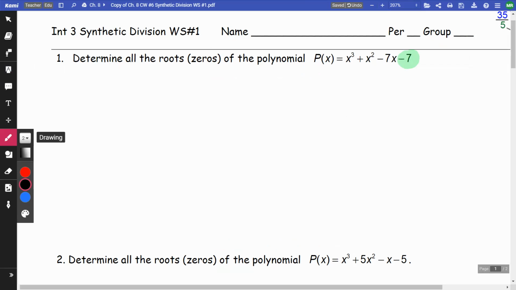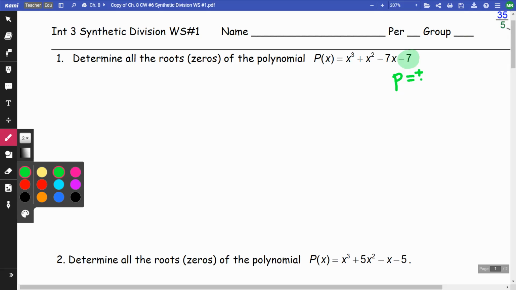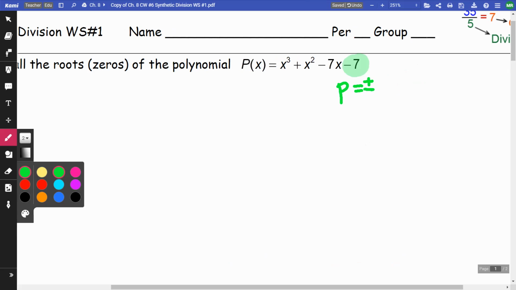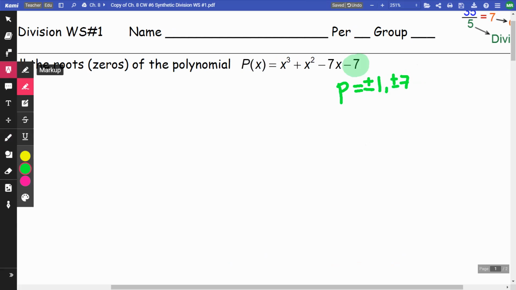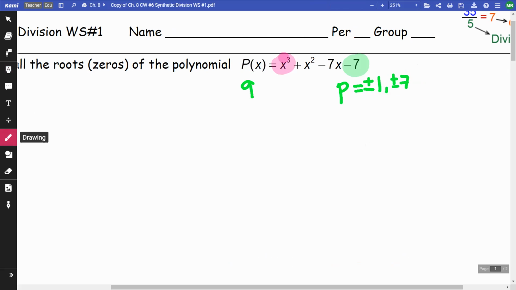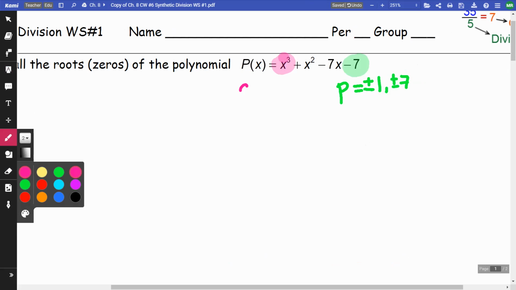My constant is where I find my P's, and those are going to be plus or minus the factors of 7, things that go into 7. So I'll have plus or minus 1 and plus or minus 7. Then I find my Q by looking at the lead coefficient, which is a 1. So the only options for my Q are plus or minus 1.